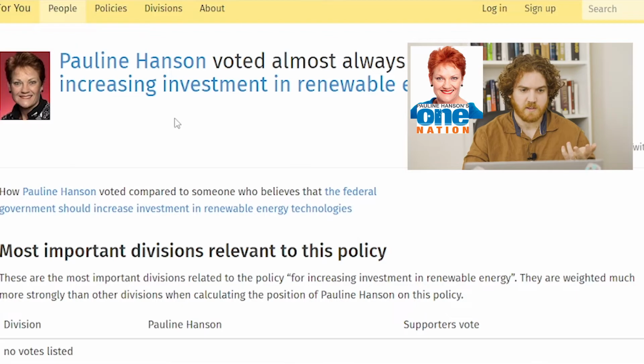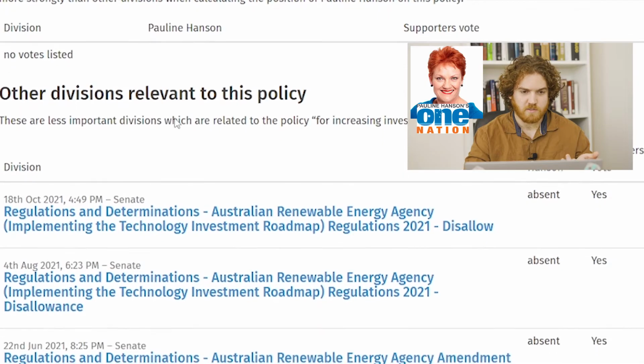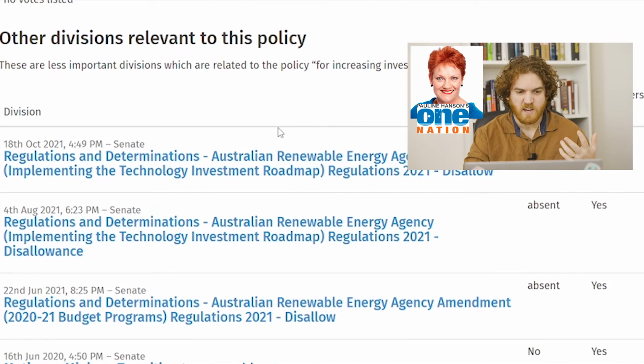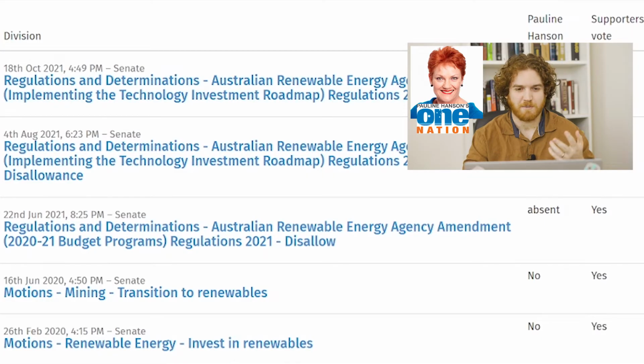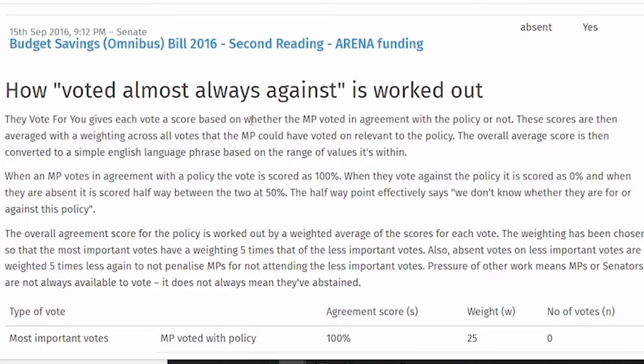So when you first click on it from Pauline Hanson's page, it'll then show you the divisions relevant to this policy, and that can be broad things like regulations and determinations to do with the Australian Renewable Energy Agency. It also tells you when a member is absent from this vote. So Pauline Hanson was absent from a vote on the Australian Renewable Energy Agency in 2021. Basically, it gives you an explanation as to how they worked out what "voted almost always against" is, and part of the way that they weight scores is to do with if someone was absent from a vote.